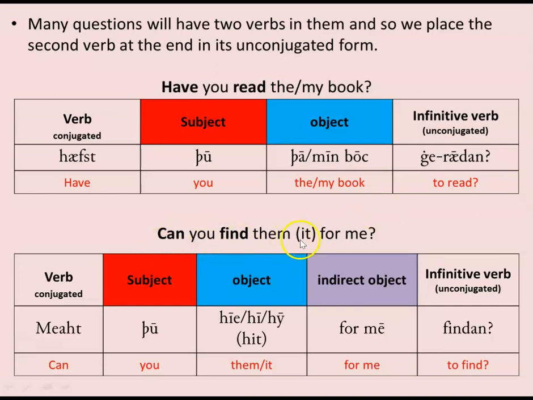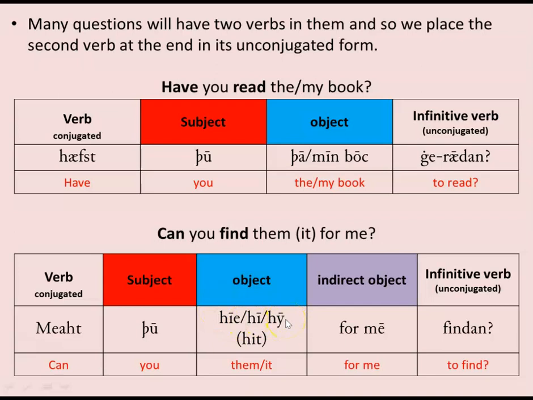Can you find them, it, for me? Okay, so here we've got two questions. Can you find them for me, or can you find it for me? So it is hit over here, and then them, there's three different common spellings that are known here: him, he, who. Okay, I've decided to put them all in.